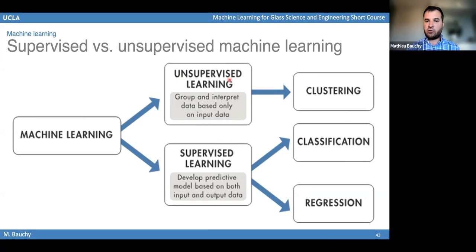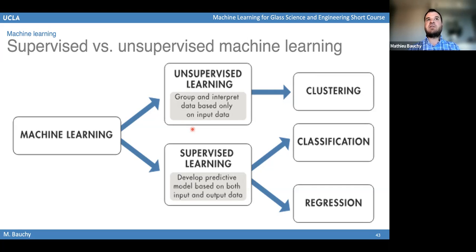So that's one first type of machine learning model. This is called unsupervised learning. Basically, you only have some inputs, like for example, some glass compositions, and you just try to group them. You try to find some similarity between glasses and to group them together. So that can be, in certain cases, useful if you just have a large number of glasses and you want to find some groups of glasses that are similar to each other.